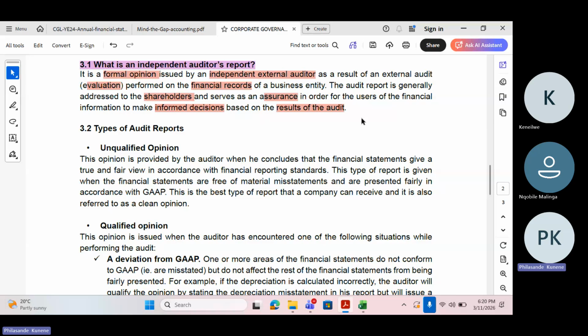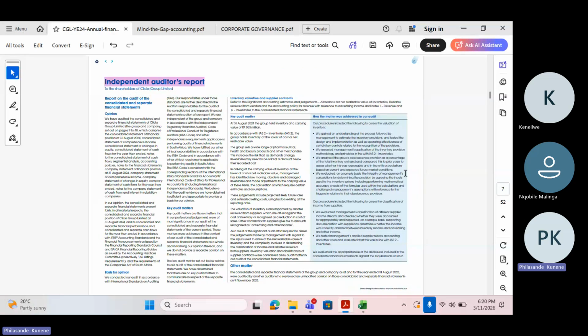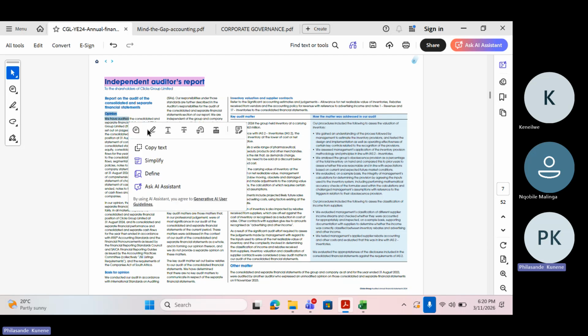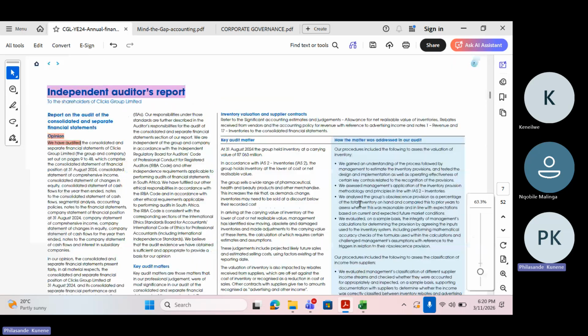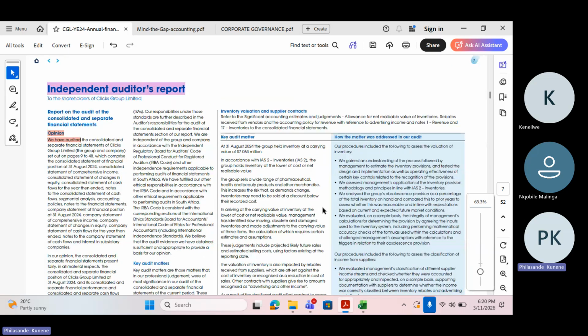If I want to go right now and make a decision about these financial statements for Clicks, if I want to go and invest in Clicks Group Limited, I need to go and check the auditor's report and focus on the auditor's opinion, and see if the auditors were happy with these financial statements. It means I will be happy as well, and I can invest in the company if I want to.